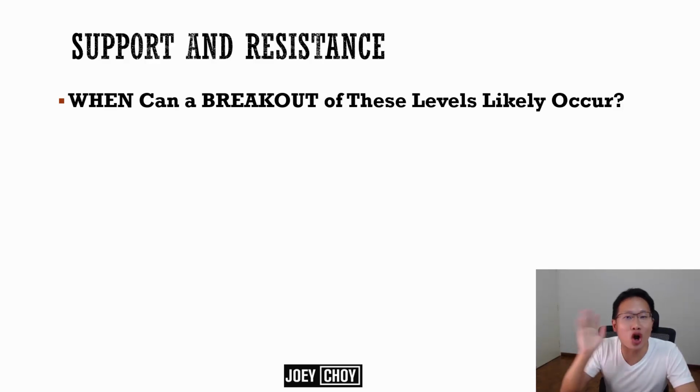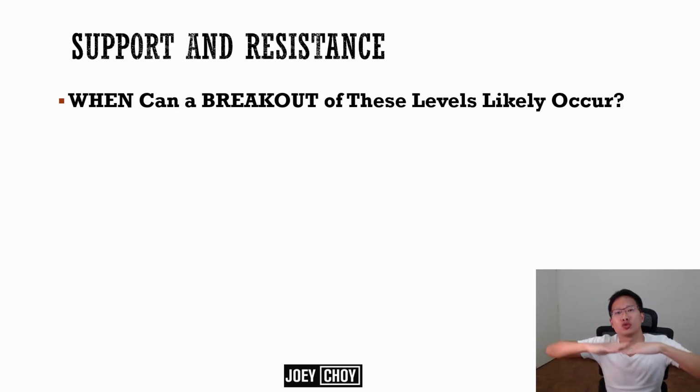Okay guys, so let's talk about when a breakout of these levels can likely occur. We have talked about a reversal, whereby we reverse from the support or from the resistance: we either push and rebound from the support, or come back down from the resistance level. That's what we have talked about in terms of the reversal. But right now, we're looking at the breakout. For example, resistance breaks out, and that's where it starts to push higher, and a support level breaks down and starts to push lower.